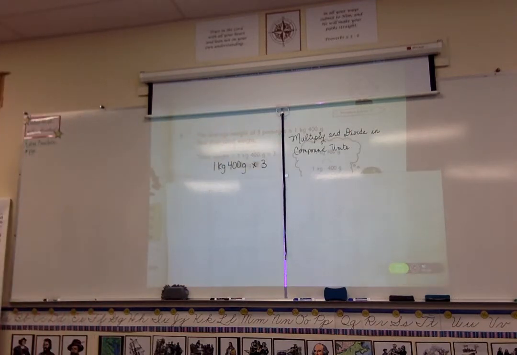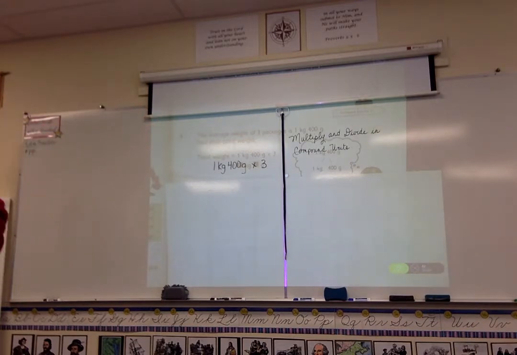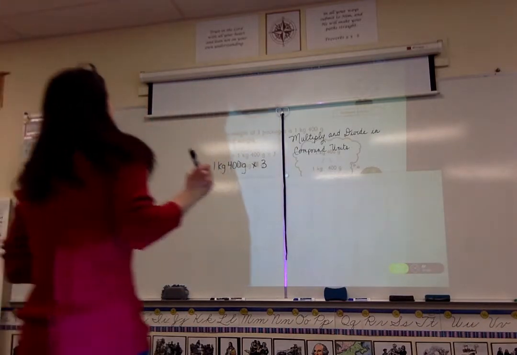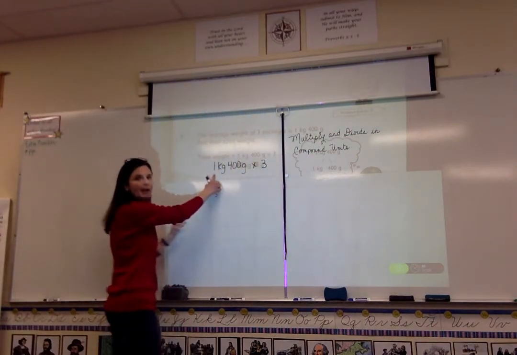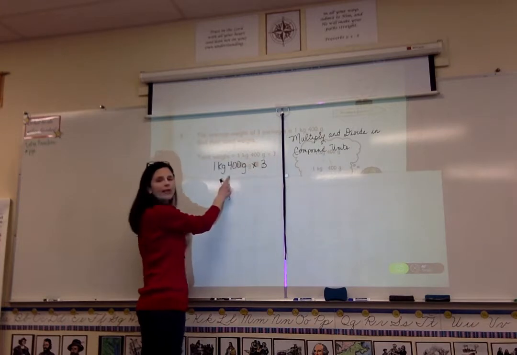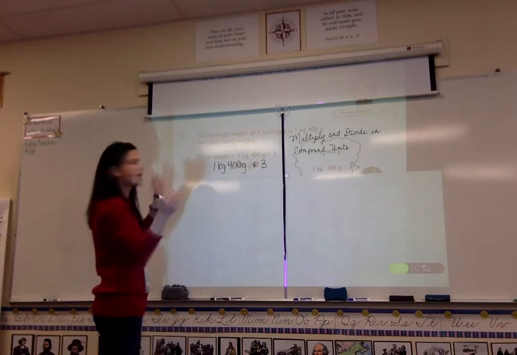They use these little branches and lines here, as you can see in the bubble. I'm going to walk through that with you. So when we first take a look at our compound units, we've got 1 kilogram that we're going to multiply by 3, and then we have 400 grams that we're going to multiply by 3, and we're going to take them 1 unit at a time.